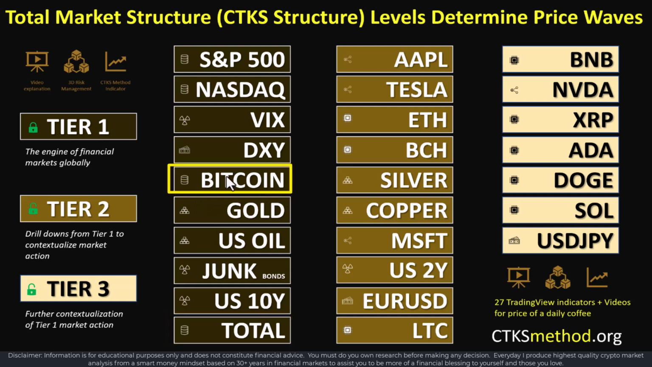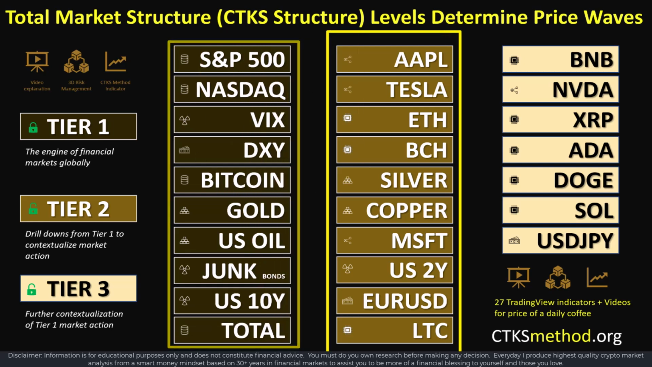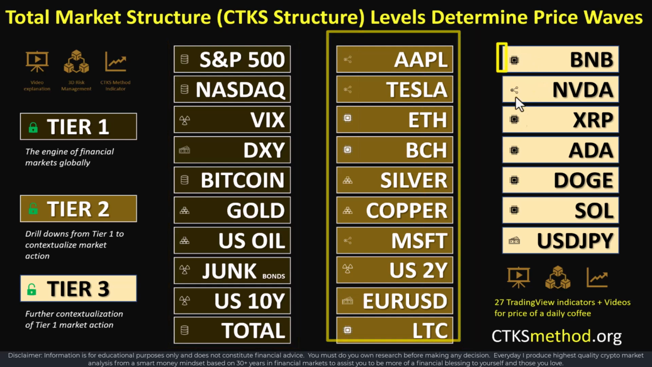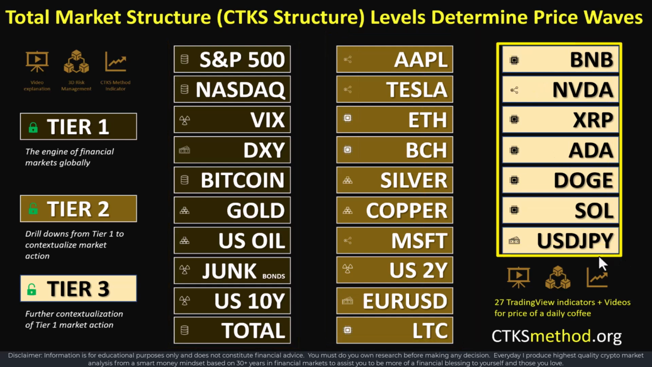Understanding these structural levels is an absolute game changer. You must also understand how the Tier 1 and Tier 2 and Tier 3 charts all intercorrelate and interconnect together. You can do that through the cheat sheet. But it's much more important to just understand where the structure is across all of these different charts. At the moment, we're only looking at the crypto space. Total and Bitcoin are enough to get you started. Just think about baby steps.